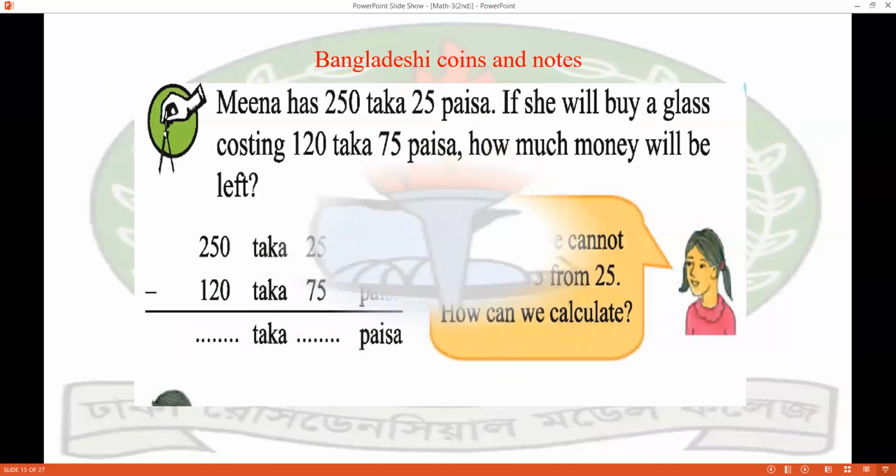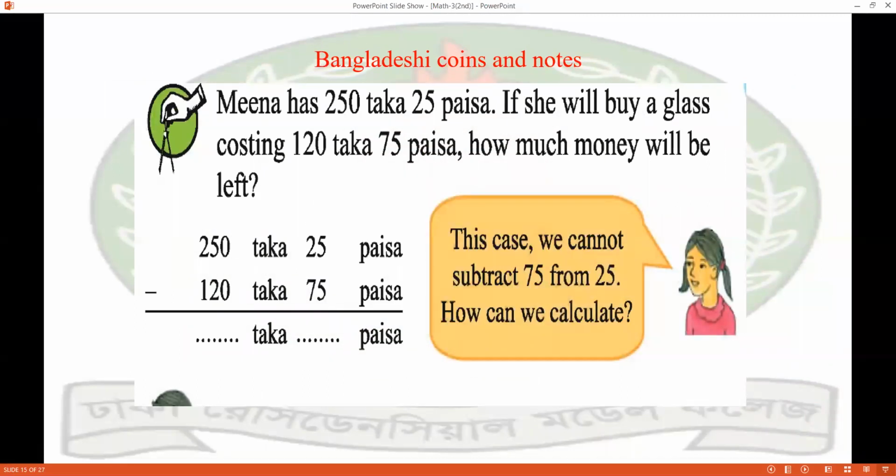There is another math for your exercise. You can save it or take a screenshot to solve it. Mina has 25 taka and 50 paisa. If she will buy a glass costing 120 taka and 75 paisa, how much money will be left? So you have to solve it by the subtraction process. You have to subtract this.